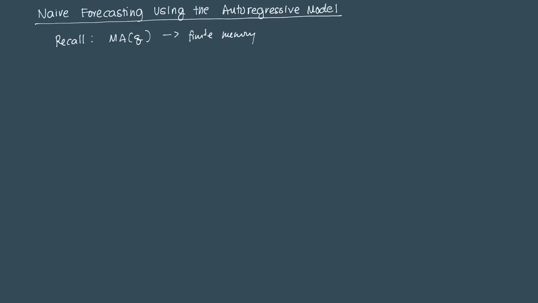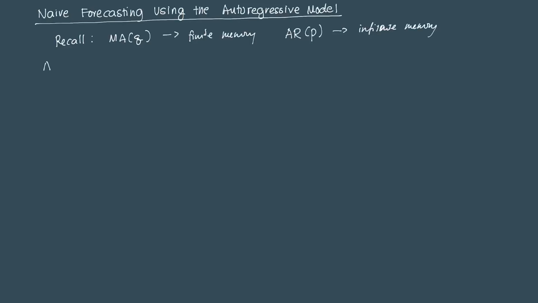Now, the AR model is different. The AR(p) is different in that it has infinite memory. It may sound a bit blurry now, but we're going to show it in this example. It has something called infinite memory. And to do that, let's start immediately with an example.